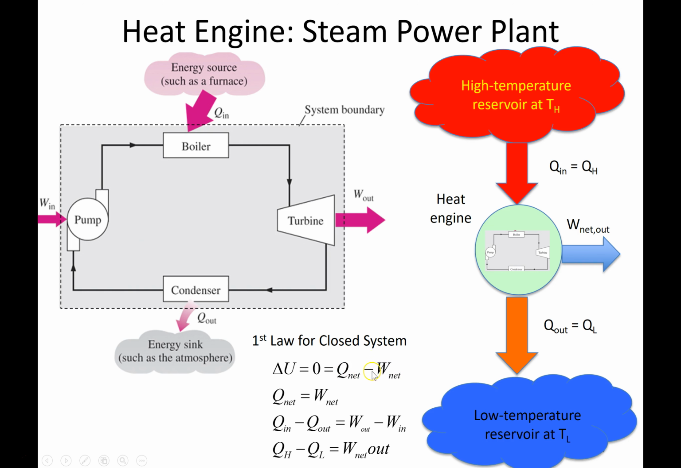Now again, this is slightly different than what I've been telling you. These are equations right from the book. Just remember that this W net is out minus in, not in minus out, because you have the negative here. So in this case, what you do is the difference in Q minus Q.